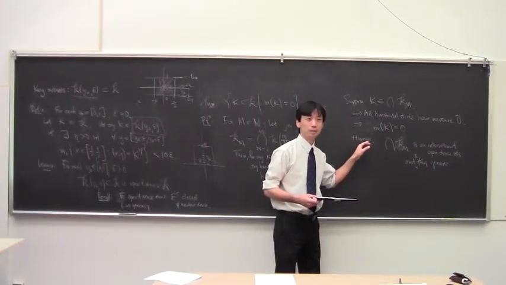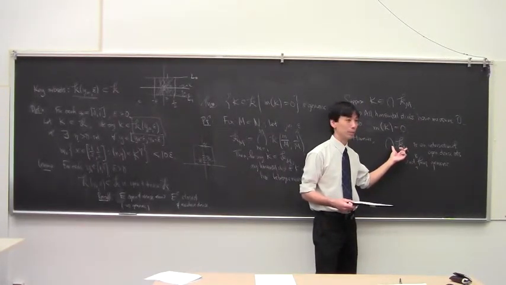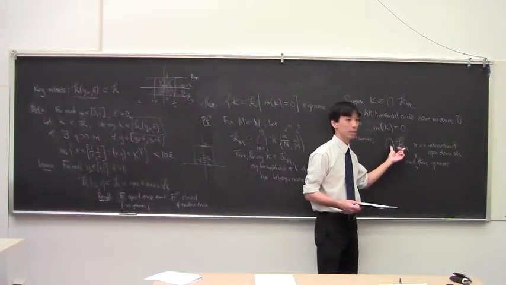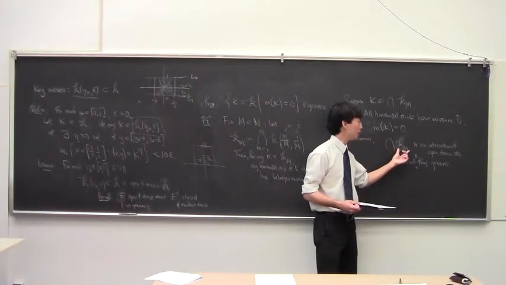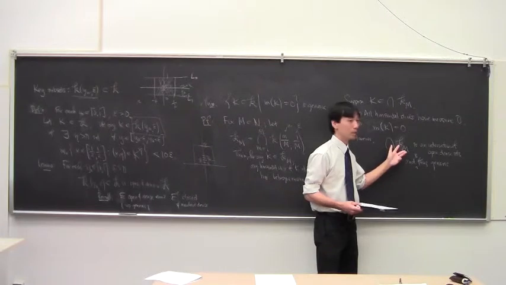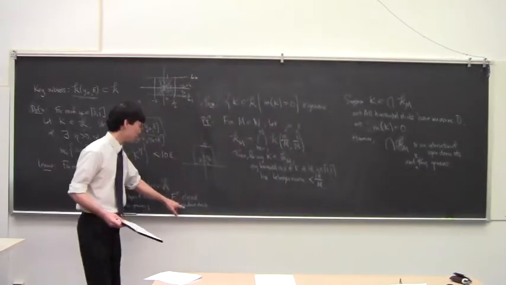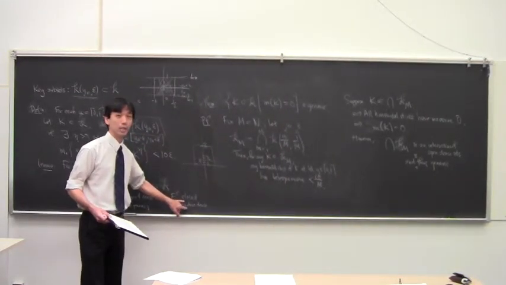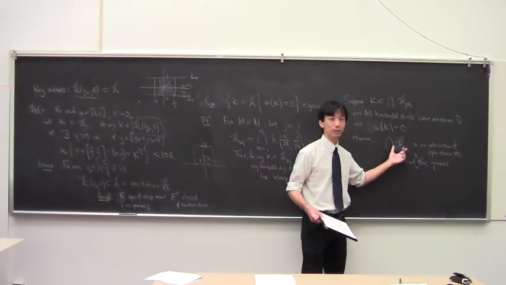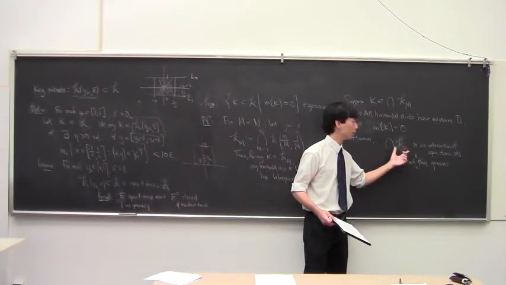Is that okay? This set is going to be generic. To show it's generic, you need to show that its complement is first category. The complement of an intersection is the union of the complements, like De Morgan's laws. Each of these sets is open dense, so the complements are closed and nowhere dense, in other words, first category. So you've got a countable union of sets of first category, and so the complement is also first category, and so the set itself is generic.